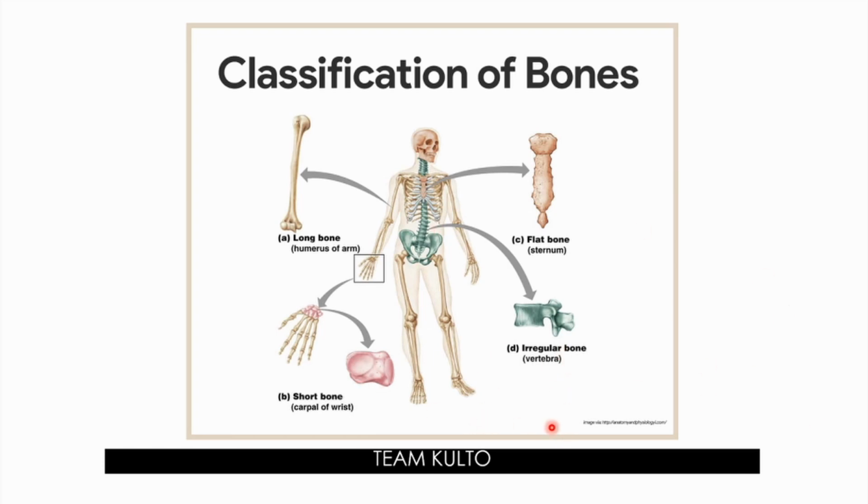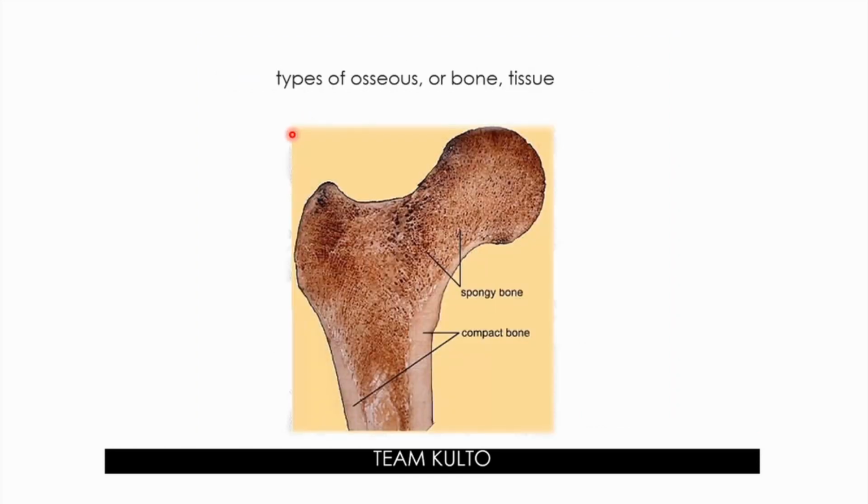Bones that do not fit one of the preceding categories are called what? Irregular bones. Now, we're going to discuss types of osseous or bone tissue. Now, compact bone, ito siya. Compact bone is dense and looks smooth and homogeneous. Makikita mo naman siya dito, di ba?